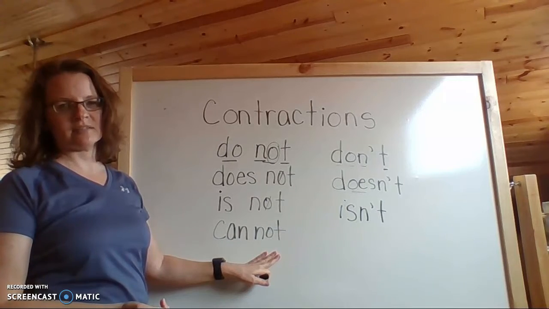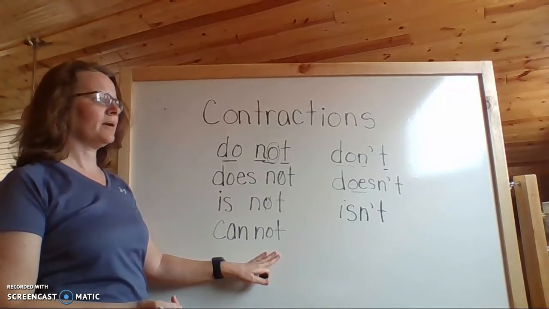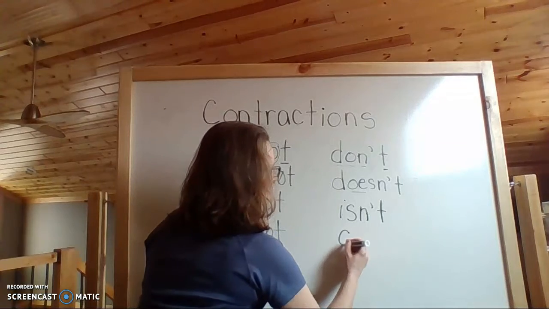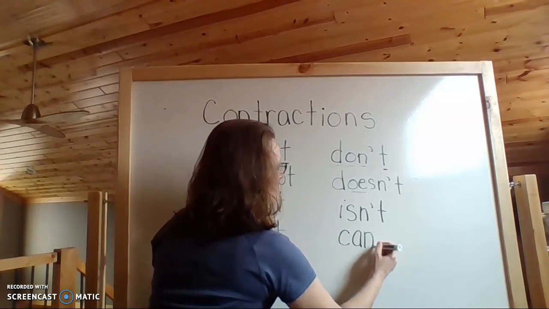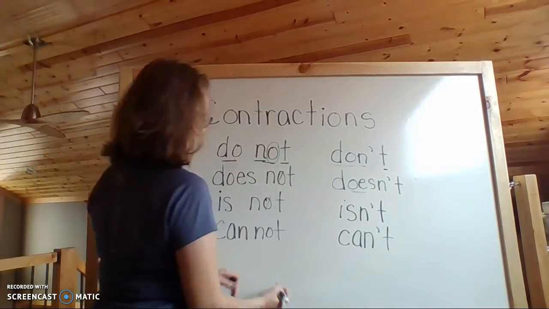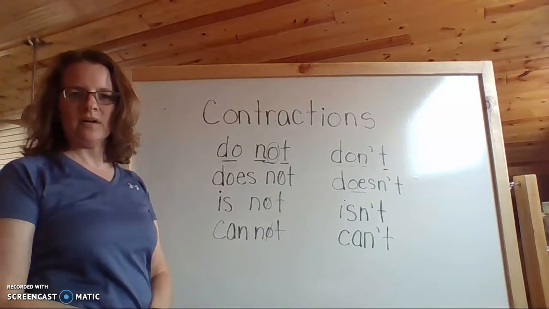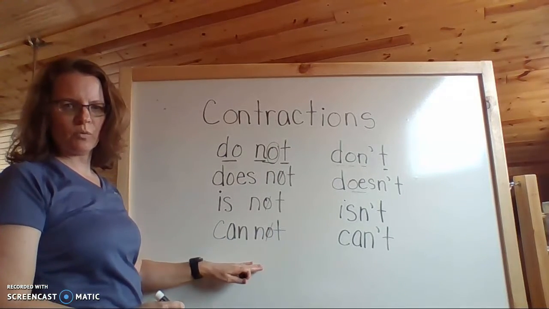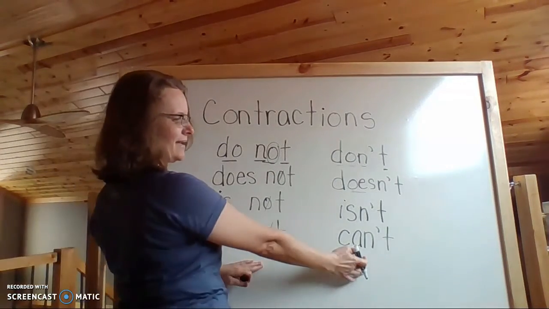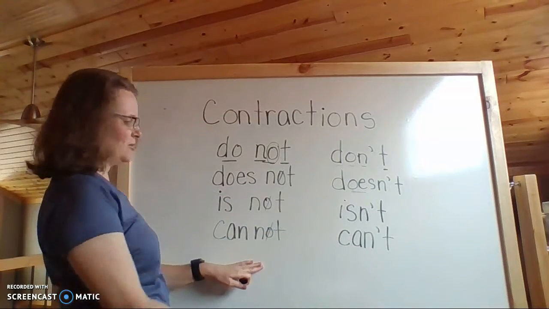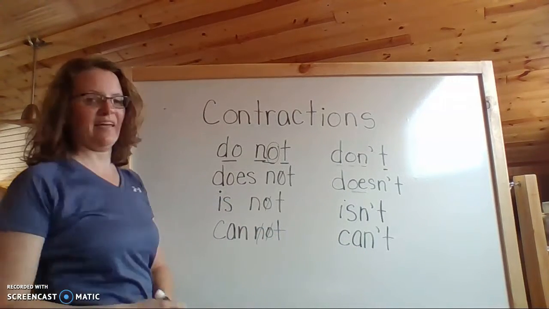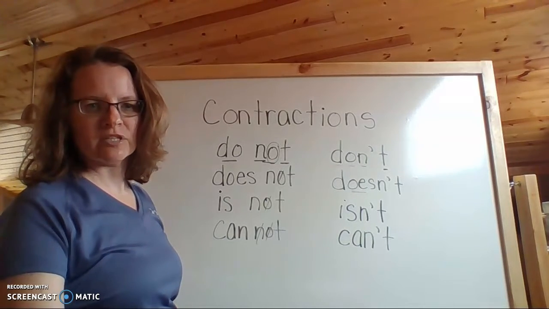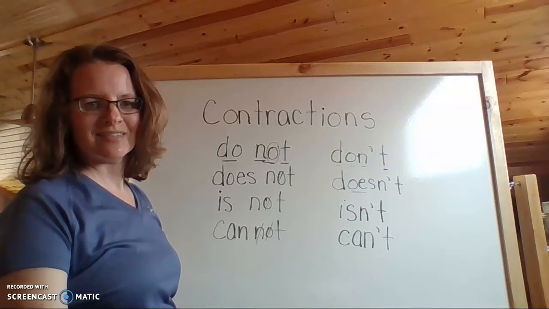And then we have cannot. And we say this contraction a lot. We usually don't write cannot. We usually write can't. C-A-N apostrophe T. Again, that O gets kicked out. But what else gets kicked out in these two words, cannot, when we make it can't? I hope you're saying it. It's the N also.